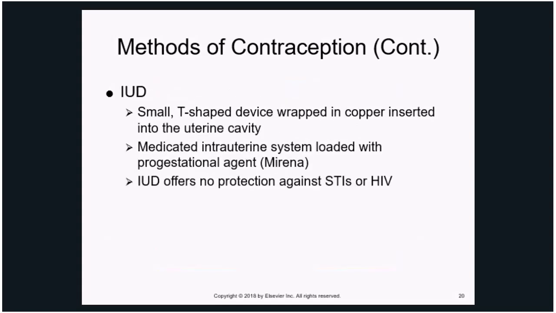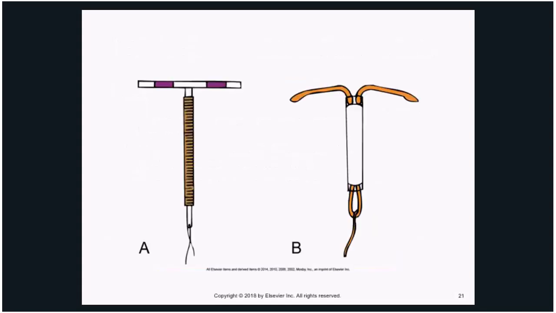IUDs are small T-shaped devices wrapped in copper, inserted into the uterine cavity. There's also a medicated intrauterine system loaded with progestational agents, such as the Mirena. The IUD offers no protection against HIV or STIs. Here's a picture of the IUDs.